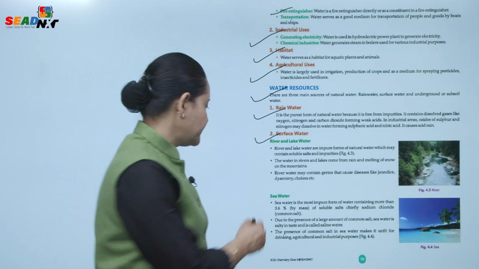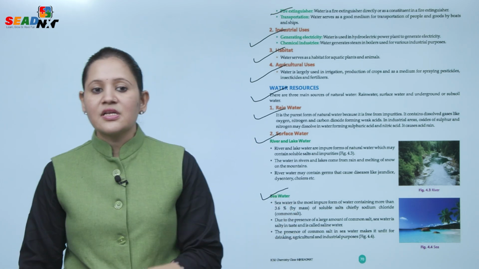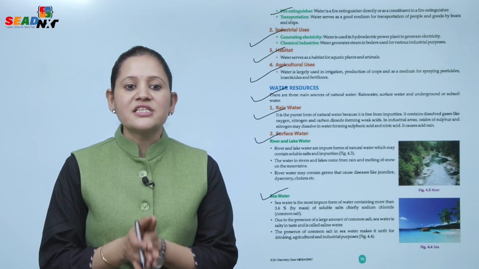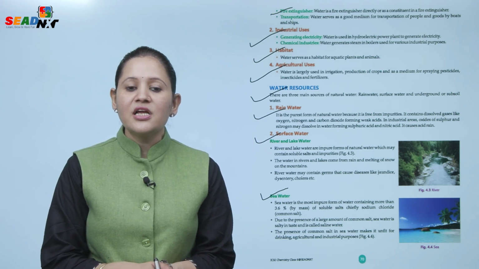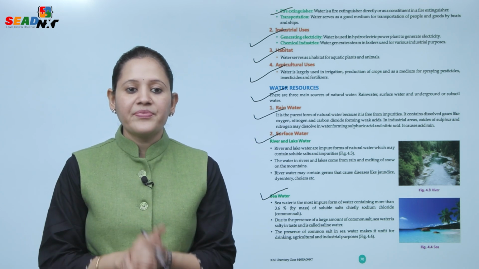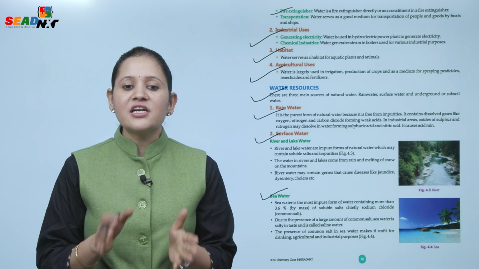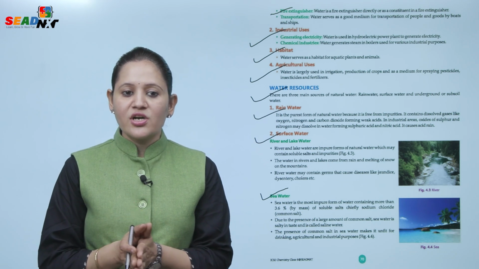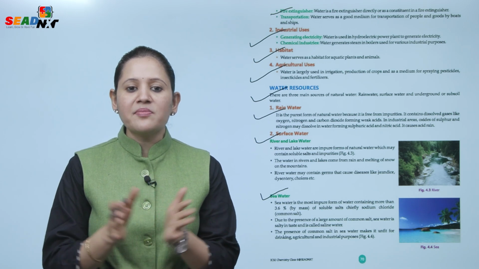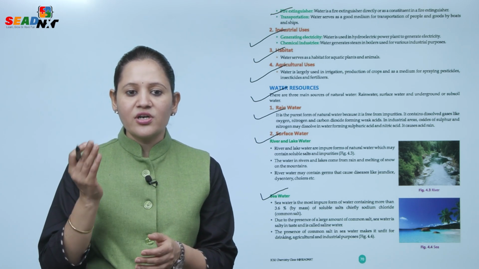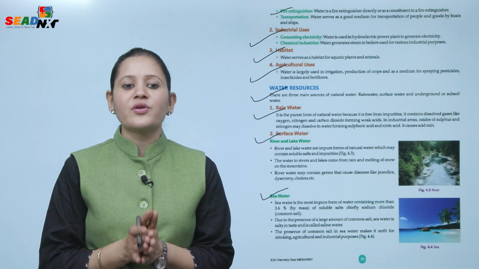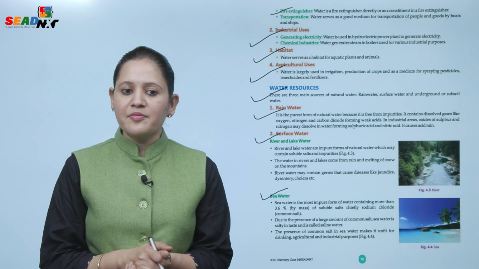Next, seawater. Seawater is the most impure form of water, containing more than 3.6% by mass of soluble salts, chiefly sodium chloride, common salt. Due to the presence of a large amount of common salt, seawater is salty in taste and is called saline water. The presence of common salt in seawater makes it unfit for drinking, agriculture and industrial purposes.